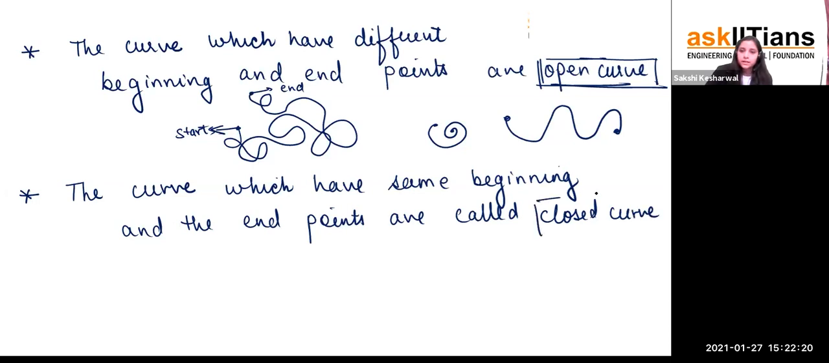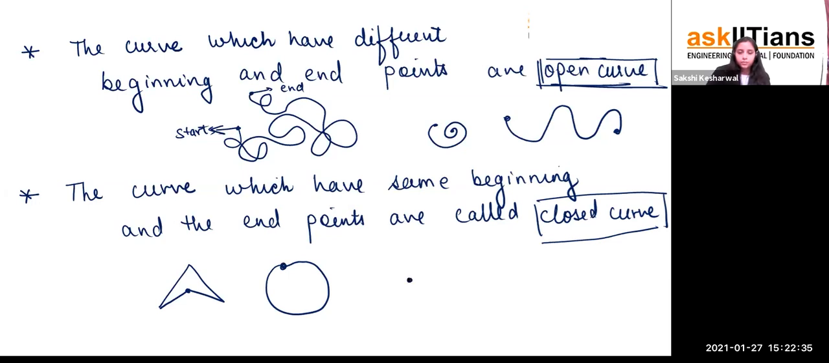The simple example of a closed curve is this: you draw a figure like this, like this. Draw a circle like this. You started from here, and you don't know where you are ending, right? You started from here, and then you came back to this position. So these are known as a closed curve, right?